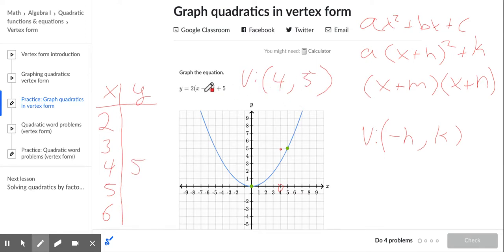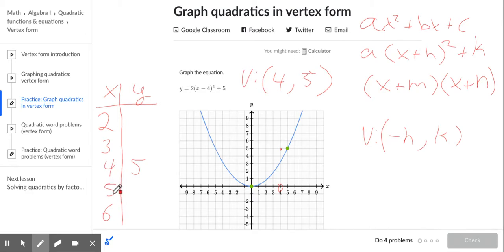If you want to prove to yourself this is true, if you plug in 4 here, 4 minus 4 is 0. So 0 squared is still 0. 0 times 2 is still 0. So this whole thing goes away and you end up with 5. That's why this works.